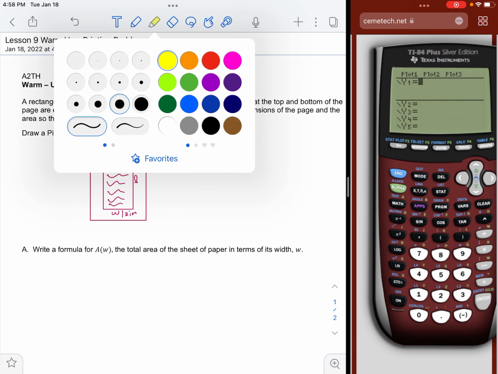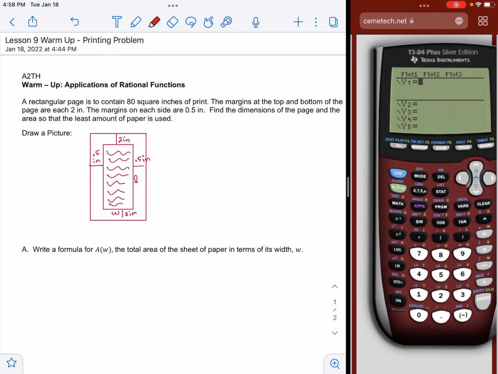And again, I just want to reiterate that the L here represents the length of the printed area, and the W represents the width of the printed area. Okay, so it says for part A, write a formula for A of W, the total area of the sheet of paper in terms of its width W.